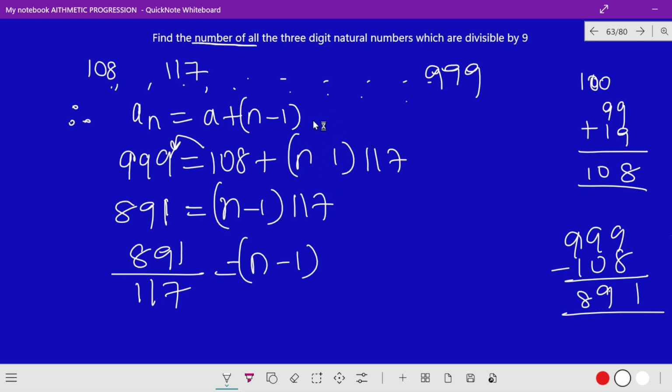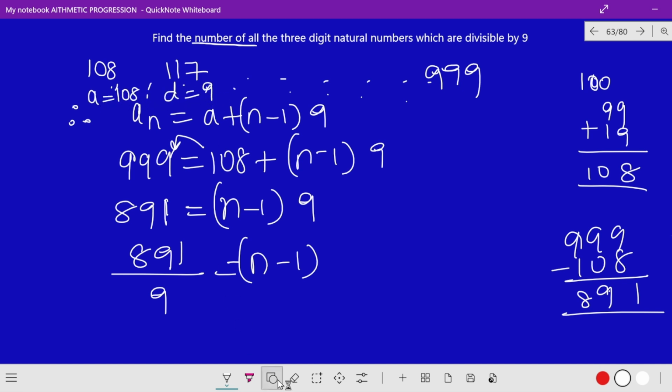Sorry, your difference is 9. Your difference is 9. n minus 1 into 9. By mistake, I have written 117. This is 9. So here also we'll get the difference is 9. So we always need to write the basic formula here, so we will not make any mistake. D is equal to 9.